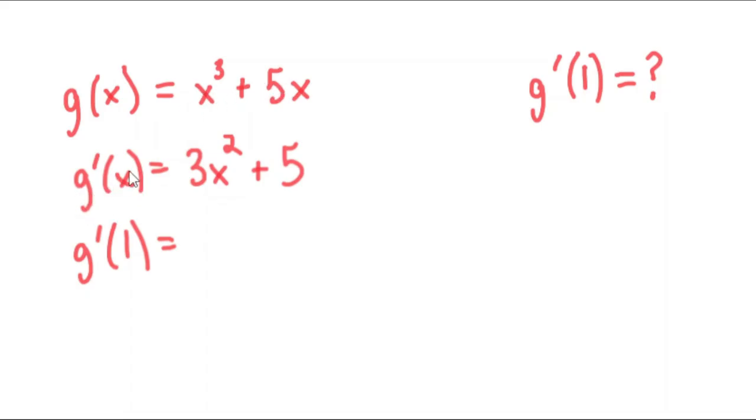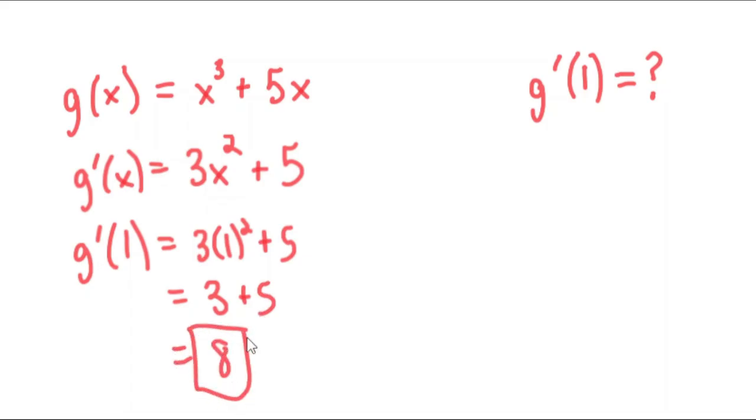But what is g prime of 1? Well, you get 3 times 1 squared plus 5. That would be 3 times 1, which is 3, plus 5, which is 8. So g prime of 1 is 8. So g prime of x was 3x squared plus 5, and g prime of 1 was 8.